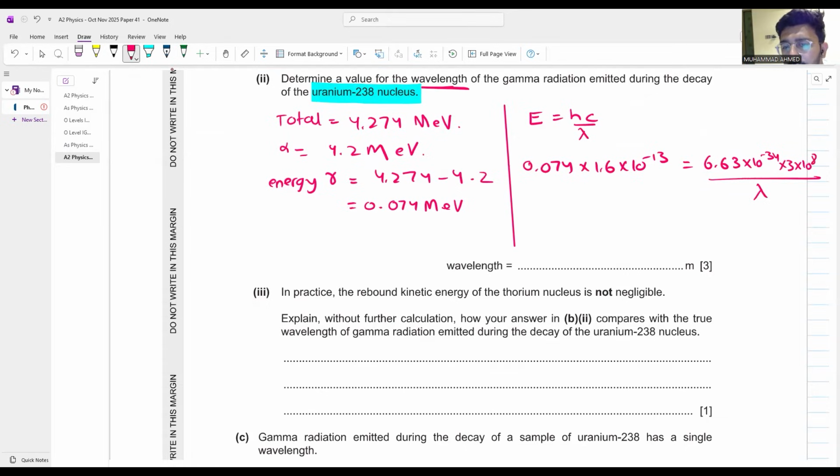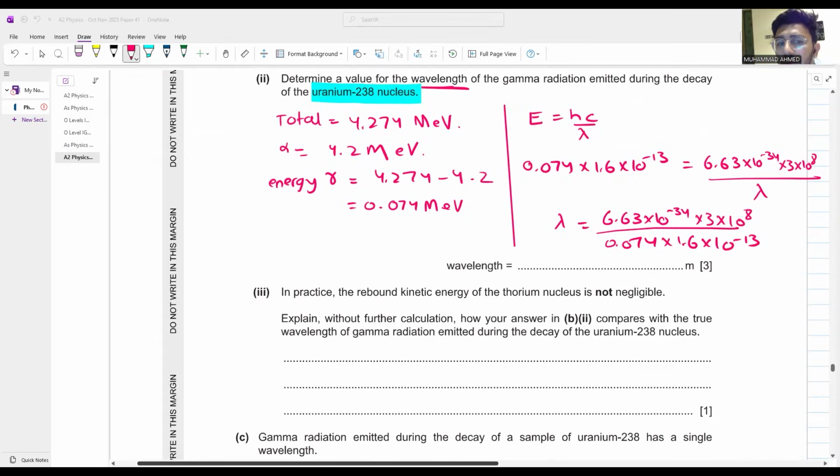Can you calculate the wavelength? 6.63 10 to the power of minus 34 into 3 into 10 to the power of 8 divided by 0.074 times 1.6 10 to the power of minus 13. Can you calculate the wavelength? Yes, the wavelength will come. Wavelength is equal to what? Any geniuses in the chat? 1.7 10 to the power of minus 11 meters.